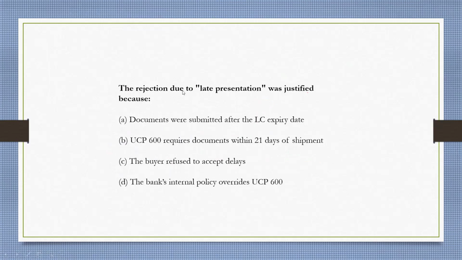Now next: the rejection due to late presentation was justified because the document was submitted after the LC expiry date. UCP 600 requires documents within 21 days of shipment. The buyer refused to accept the delay. The bank's internal policy overrides UCP 600. And the correct answer is B. So UCP 600 requires documents within 21 days. So the rejection due to late presentation was justified.